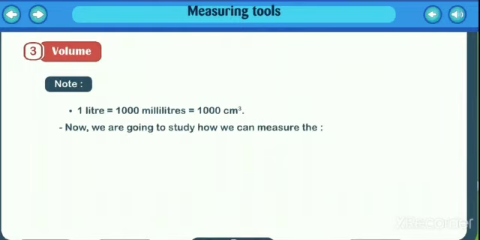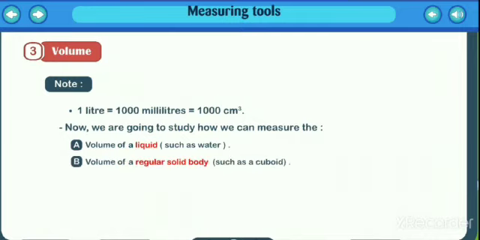So 1 milliliter equals 1 cubic centimeter. Now we are going to study how we can measure the volume of a liquid like water, oil, milk, juice, and what else, the volume of a regular solid body such as a cuboid, and third, the volume of an irregular solid body such as a stone.